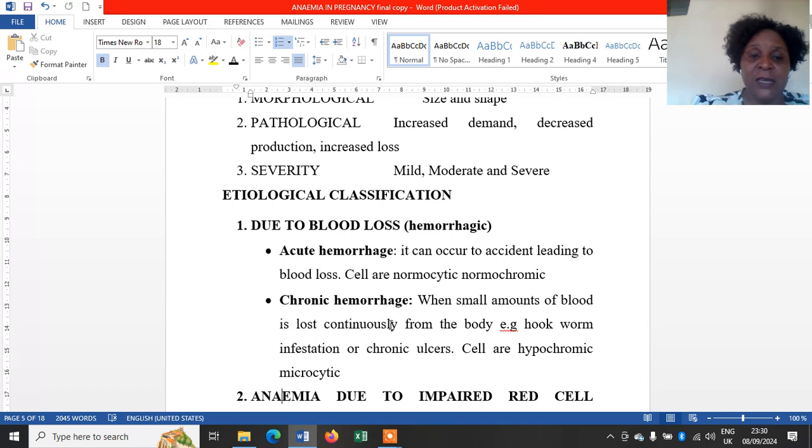So that is classification due to blood loss. It can be either acute hemorrhage or chronic hemorrhage. And on microscope, these cells will look different. For acute hemorrhage, we shall have very normal cells with a normal color, but in chronic hemorrhage, the cells will be light and small.